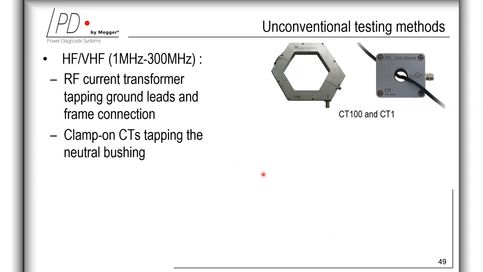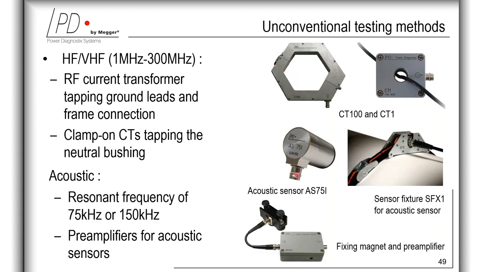There are different types according to different applications. They can be permanently fixed, or there are also clip-on radio frequency current transformers, which can be seen from these pictures. And the bandwidth of the clip-on RFCT can reach up to 80 megahertz. For the detection of structural sound of partial discharge activity, mainly piezoelectric sensors are used.